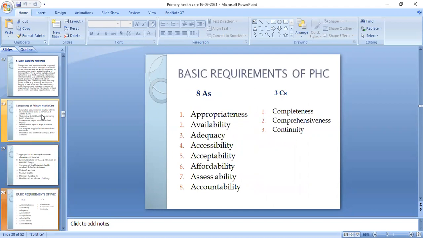Now the basic requirements of primary health care. In basic requirements, there are 8 A's and 3 C's. In 8 A's, there is appropriateness, that the healthcare should be provided by the appropriate healthcare professionals, and it should be appropriate to the proportion of the people in the community, and it should be available to all the persons in the community.